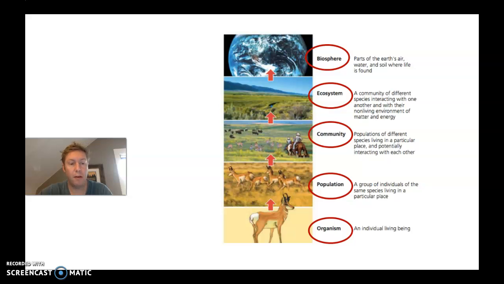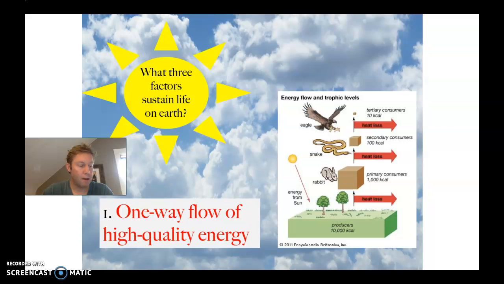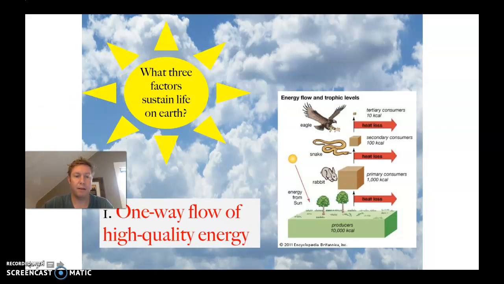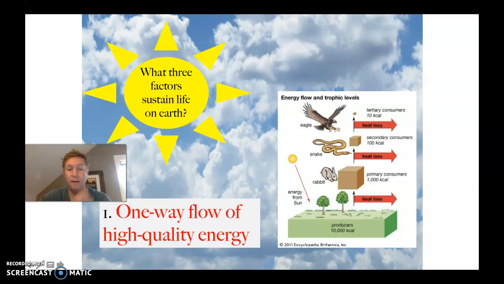And then a community would be all of the other living things living in the same areas as squirrels. So I'll let you try to think about what those could be. All right. And then there are three main factors that allow life to live on Earth, that really sustain life on Earth. And this gets a little complicated, but it's pretty interesting.